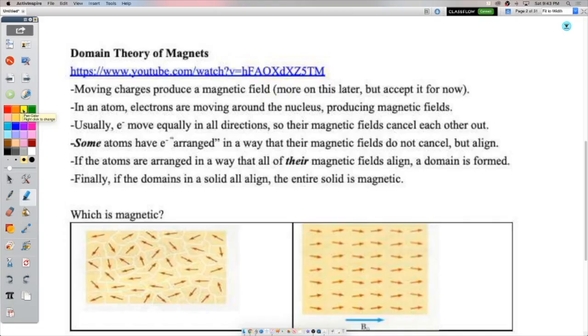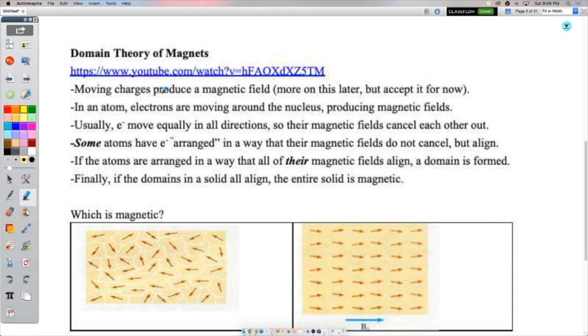Last idea for this topic is the domain theory of magnets. The domain theory of magnets is essentially just a way of explaining why magnets have the properties that they do. Okay, so the pieces are here. I'm going to show you a video that I think does a really good job of building up domain theory. They're going to talk about some things in this video that we are going to get to later. They brush over them very quickly.